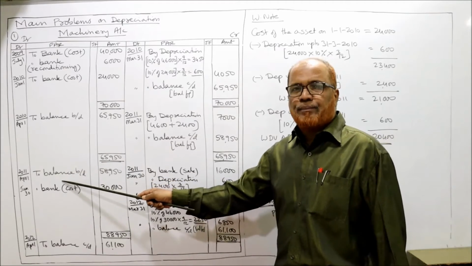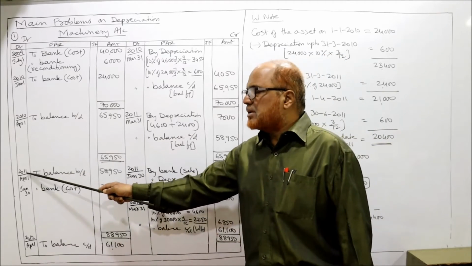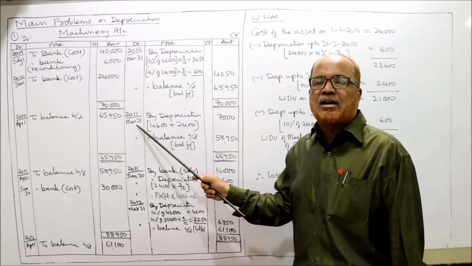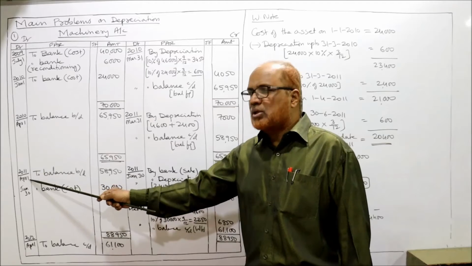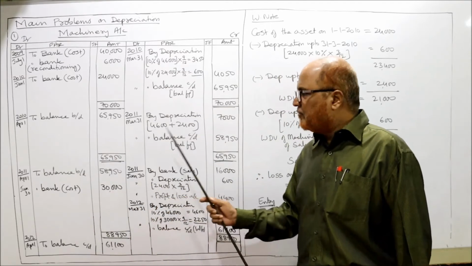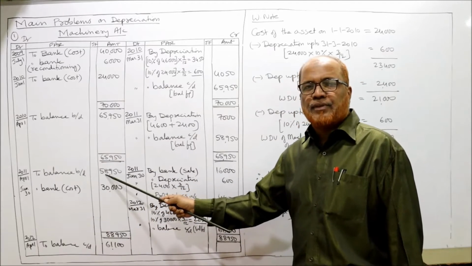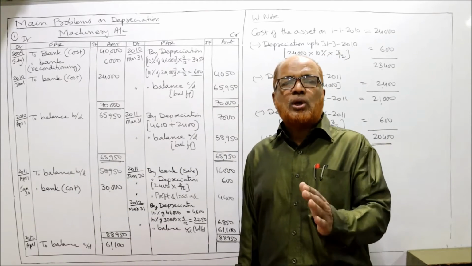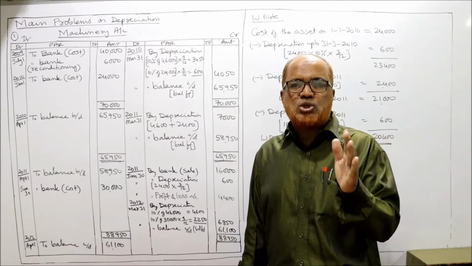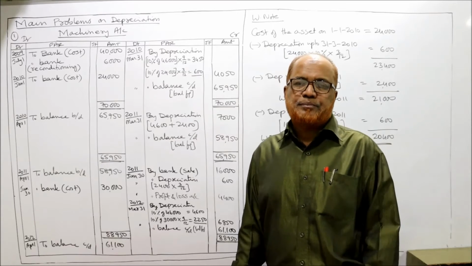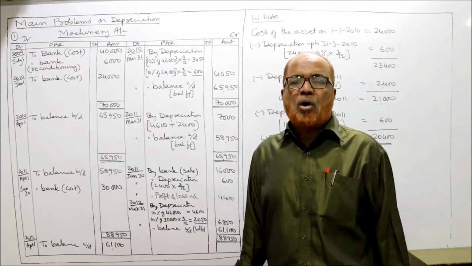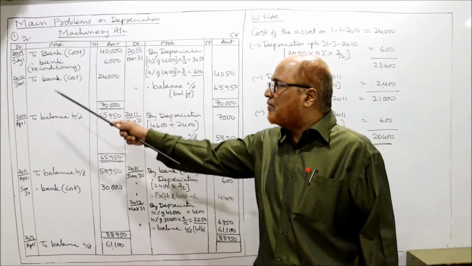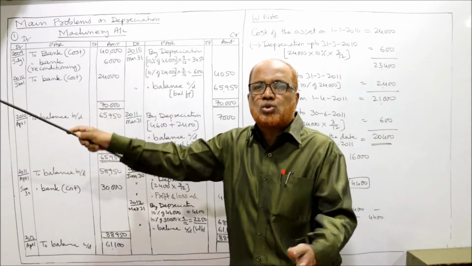Now we come to the third year. The year begins from 1st April 2011. Here the year ends on 31st March 2011, the next day is 1st April 2011. To balance brought down 58,950. Now the year started on 1st April 2011, so the year ends on 31st March 2012. But in between, on 30th June 2011, the machine which was purchased on 1st January was sold away.